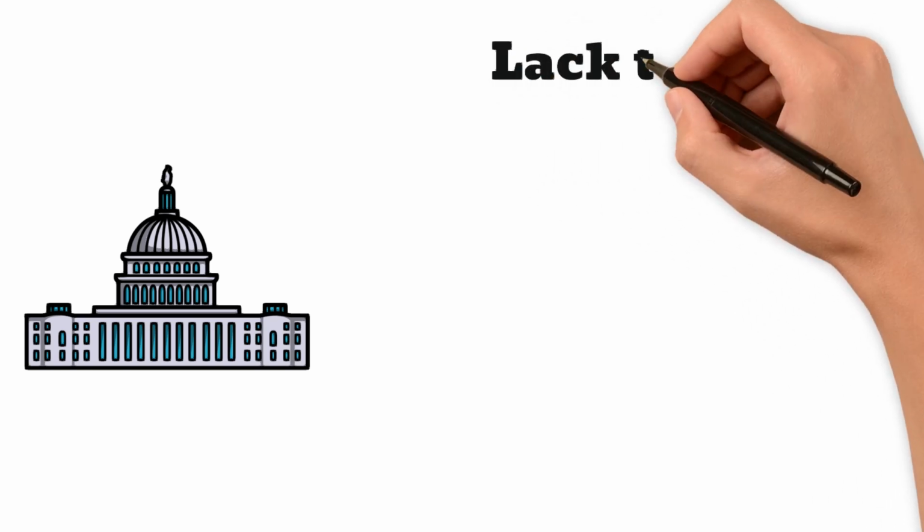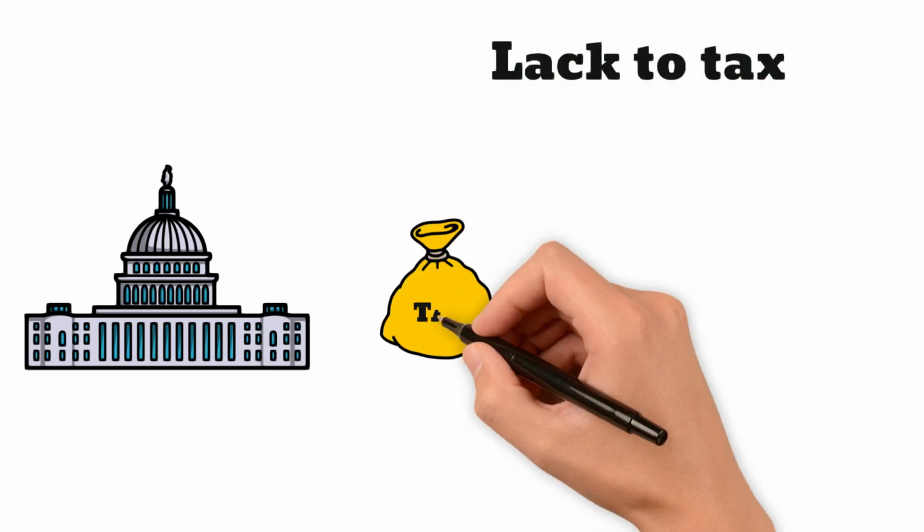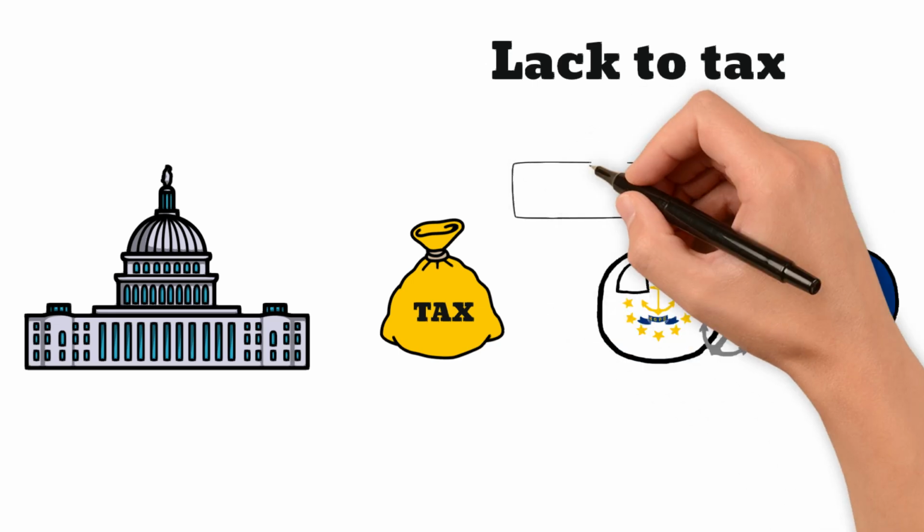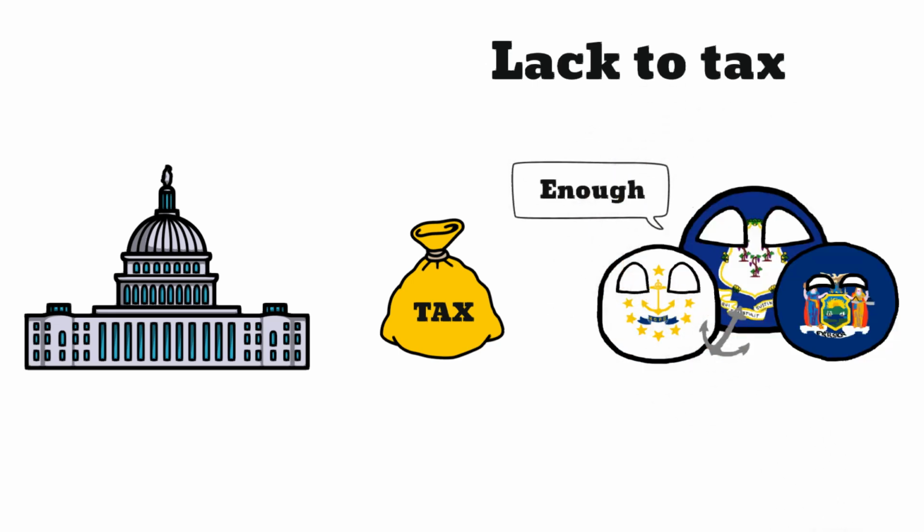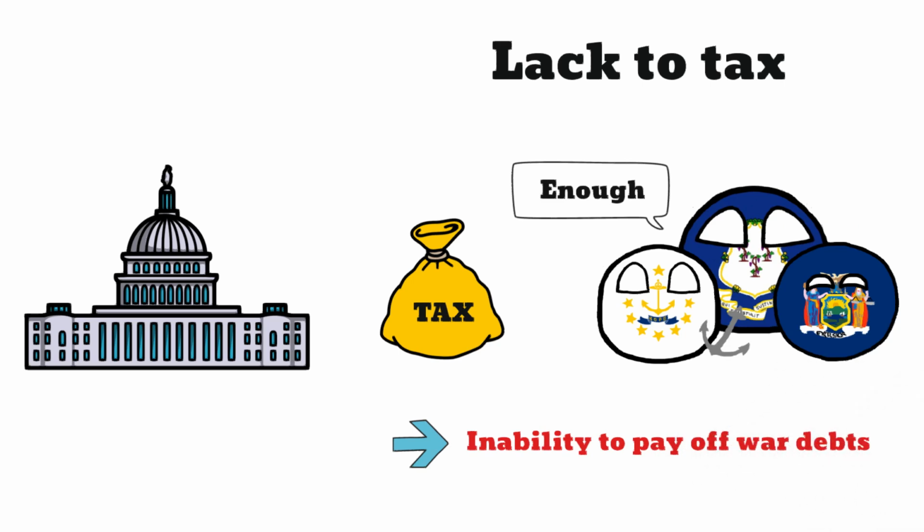Since Congress lacked the power to tax, it was forced to rely on voluntary state contributions to fund its operations. However, many states were unwilling or unable to meet these demands, leaving the central government chronically underfunded. This financial instability resulted in the inability to pay off war debts, leaving creditors unpaid and soldiers without compensation.